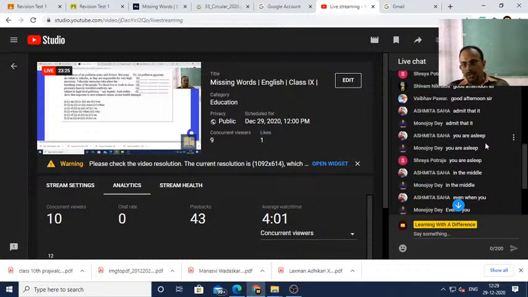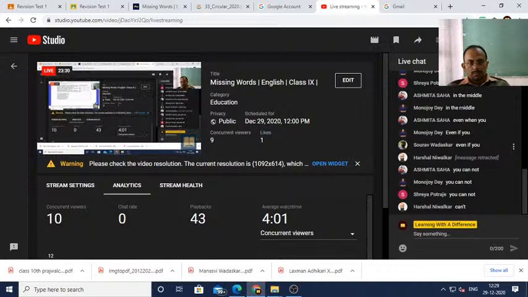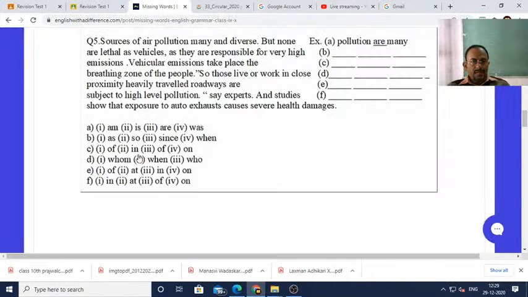Shreya, Asmita, Manajay, Vaibhav, Tanvi, Krishna, anyone? Do you know the answer of this? Shreya said so lethal. Asmita says as lethal. Any other answer? Okay, so but none are as lethal as vehicles. It should be as lethal, not so. It should be as lethal as vehicles, as they are responsible for very high emissions.